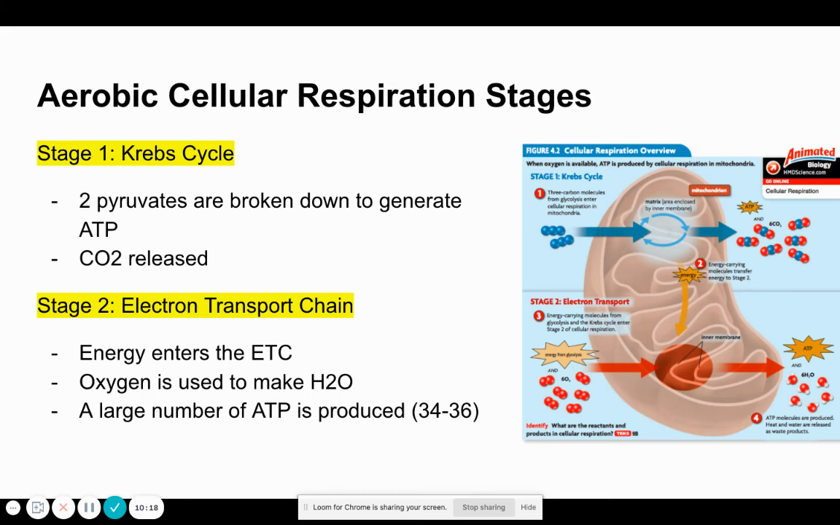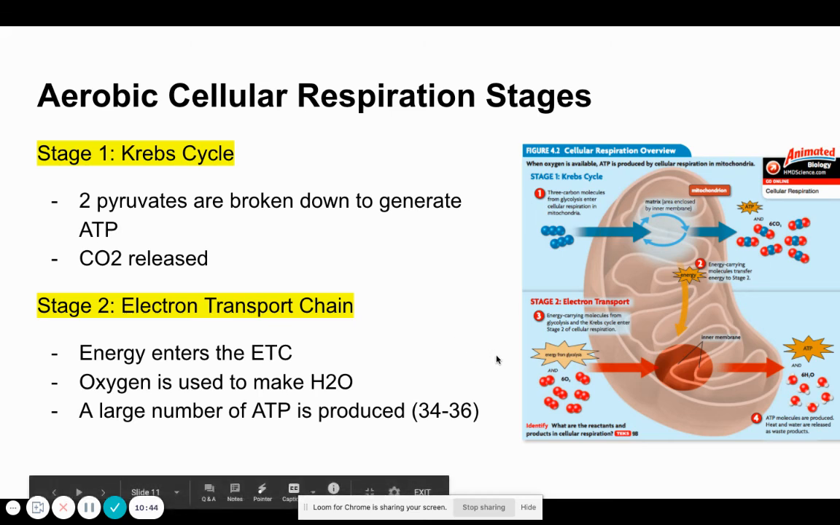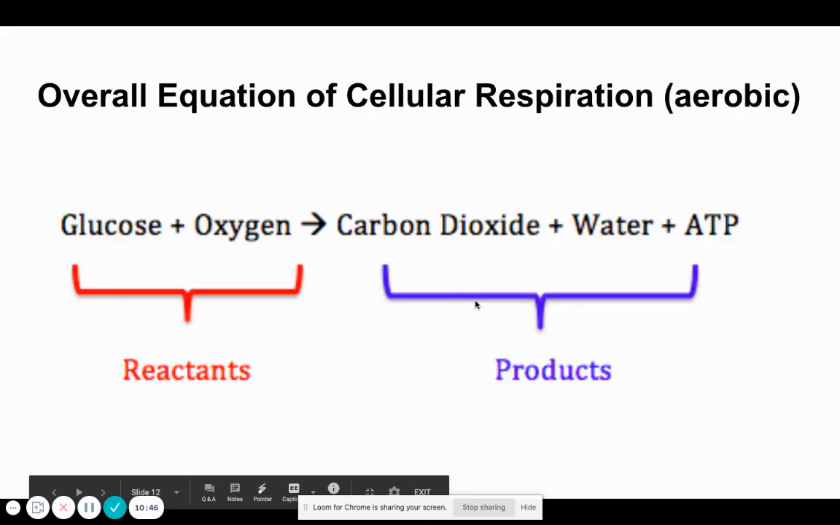Next, we have the electron transport chain, and here, the energy that was previously made in the Krebs cycle enters the electron transport chain, and some oxygen, which is a reactant of cellular respiration, is used to make water. Water is released as a byproduct. Finally, at the end of the electron transport chain, we end up with large amounts of ATP, like I said, 30 plus or between 34 to 36.